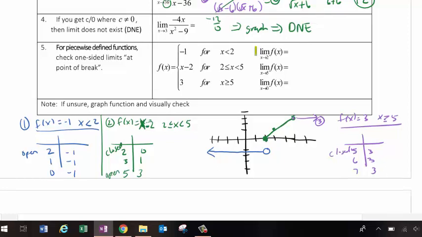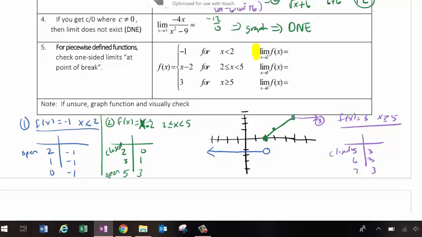So this first one, limit as x approaches 2. So as x approaches 2 from the left side, I'm approaching a value of what? I'm approaching that value, and it should be on the tick mark. Again, my tick mark's a little off. It should be approaching negative 1. From the right side, I'm approaching 0. So it doesn't exist because they don't match.